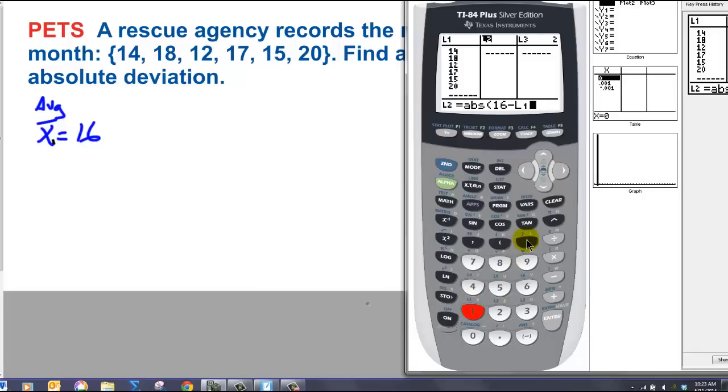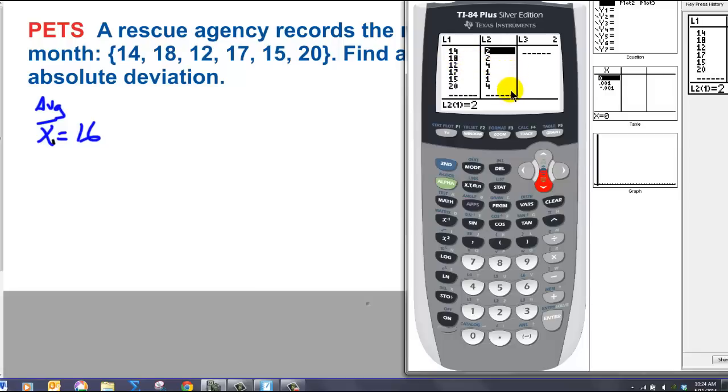And what will happen now is in this list 2, I will get all the absolute values of the average 16 subtracted from each of these numbers. So now if I go down, notice what happens. If I had 16 minus 14, I get 2. 16 minus 18, I get 2. And these are absolute values, 16 minus 12, 4, etc., etc.